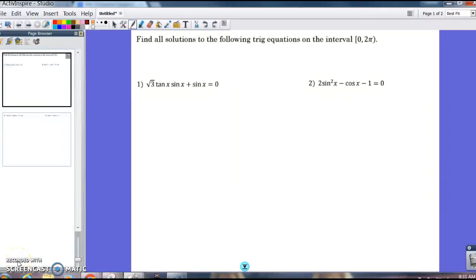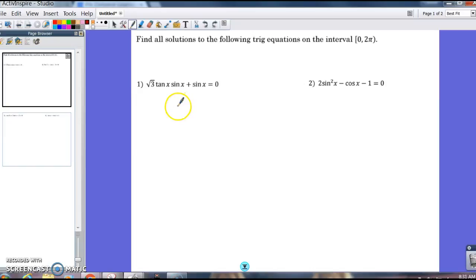Hi everyone, today I want to talk about a different type of trig equation that we're going to be solving. In these equations we have more than one trig function within the same equation. And what that is going to force us to do is to use some of our trig identities that we learned previously, incorporating those into the equations so that we can solve them.